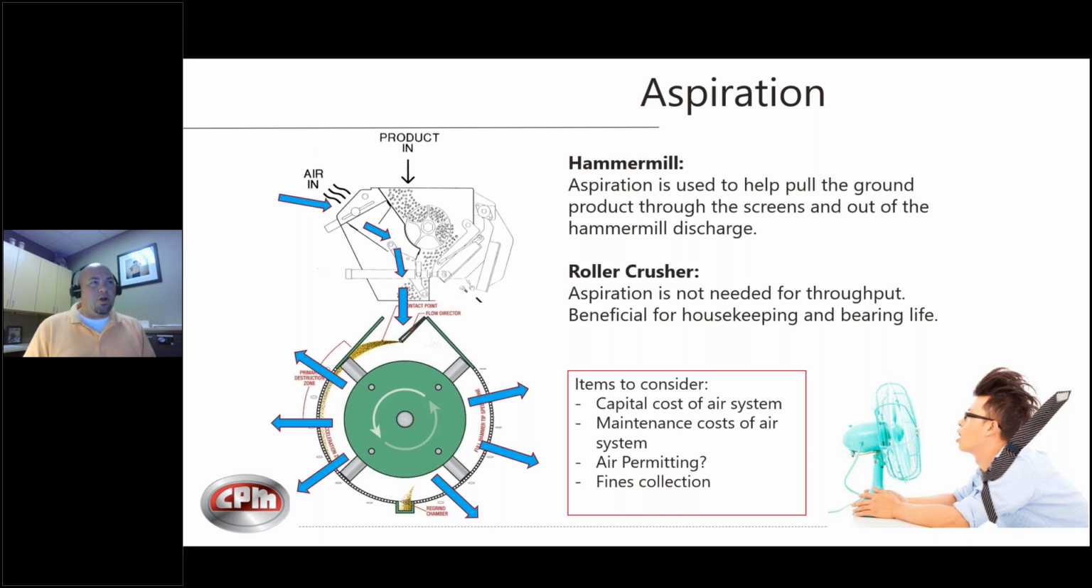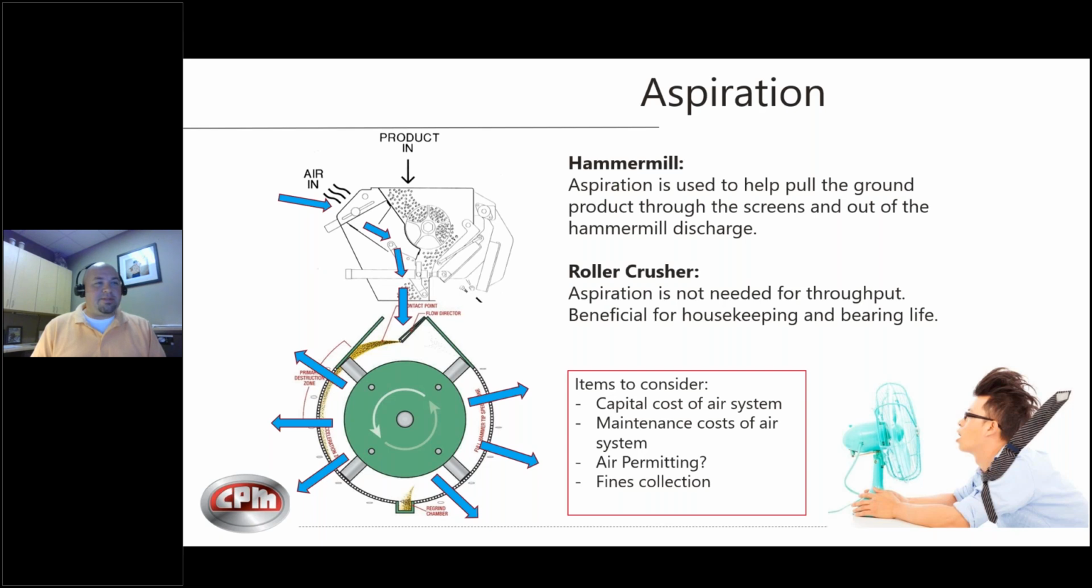So when you are looking at the differences between a Hammermill and a roll crusher, you do need to consider the aspiration system. That's another fan you have to put on your system. That's more connected energy you're going to have to pay for. There's more maintenance to it. So you have to look at your capital costs there, your operating costs, and even potentially if there's some air permitting that has to be done with adding an air system to these.